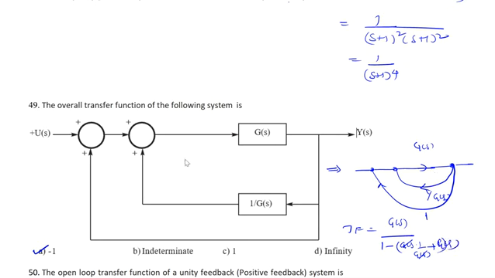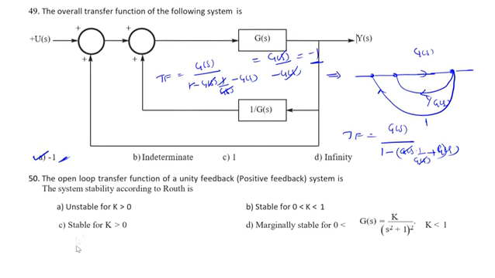Now the transfer function I'll write here is equal to G(s) divided by 1 minus G(s) into 1 by G(s) minus G(s). So G(s) gets cancelled. 1 minus 1 is going to be cancelled here. So finally we have G(s) divided by minus G(s). It gets cancelled, and we get minus 1. So minus 1 is the right answer for this question. Okay, we'll move to the next question here.